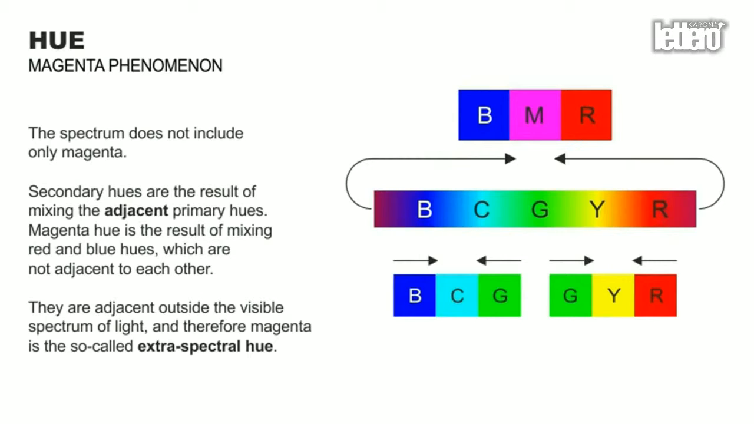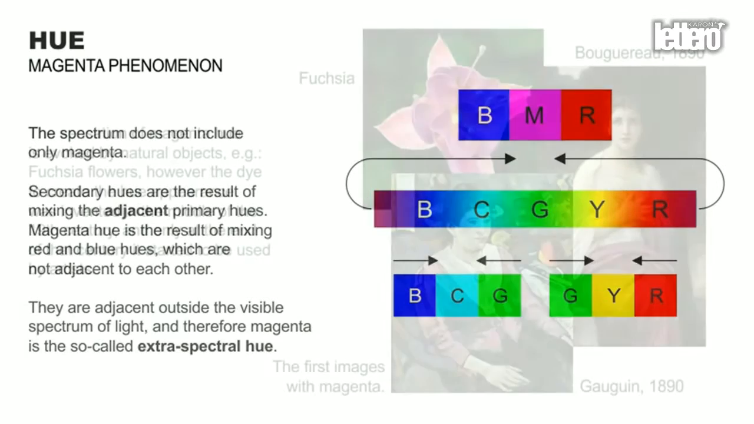Secondary hues are the result of mixing adjacent primary hues, with the exception of magenta, the result of mixing red and blue hues, which are non-adjacent. The juxtaposition of red and blue is outside the visible spectrum of light. Thus, magenta is considered an extra special hue.